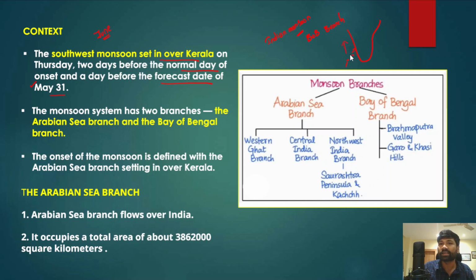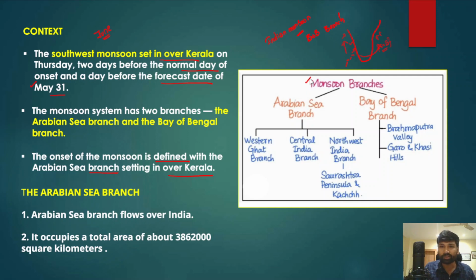One branch is known as the Arabian Sea branch, which is the largest branch of the Indian monsoon, and the other branch is the Bay of Bengal branch. So it is comparatively a little smaller than the Arabian Sea branch. So this is how the Indian monsoon separates into two different branches, and gradually they spread all over the Indian subcontinent. In fact, the onset of monsoon is defined with the Arabian Sea branch setting over the Kerala region. Okay, now you can clearly see the monsoon branches.